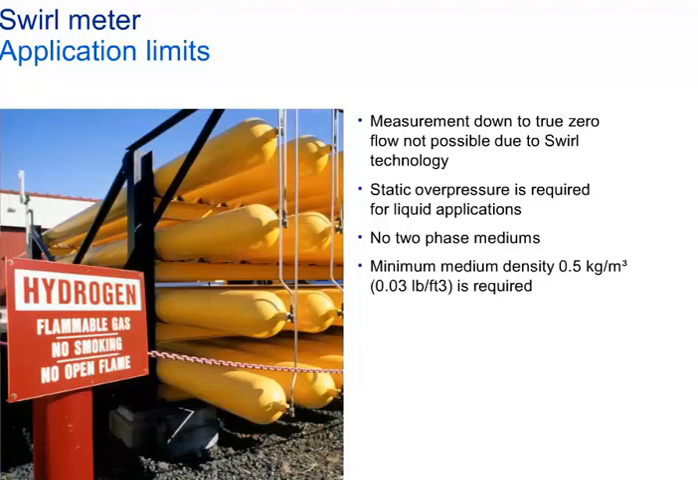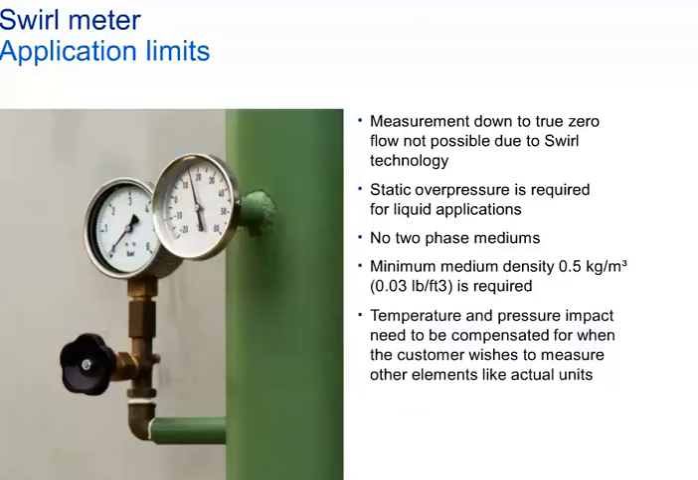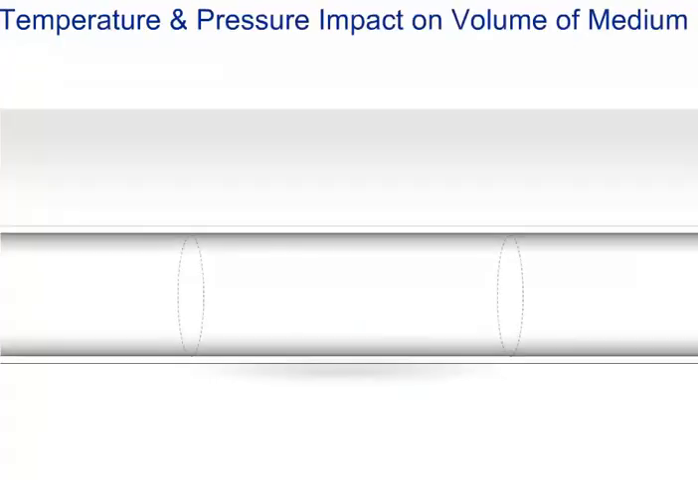meet this limit. If the customer wishes to measure anything other than actual units, the impact of temperature and pressure must be compensated for. Swirl flow meters always measure the actual volume flow of liquids, gases, or steam as the primary signal. This means that one pulse at the sensor always refers to the same specific volume. However, the content of the molecules inside this volume is influenced by temperature and pressure. This influence has to be compensated in some way.